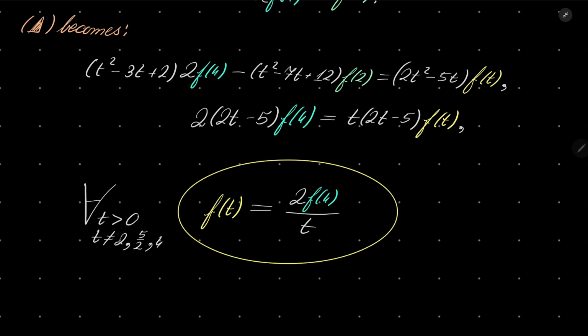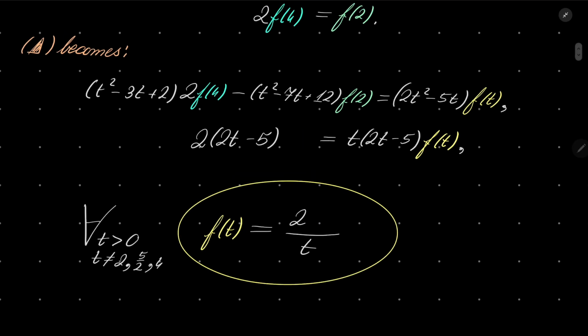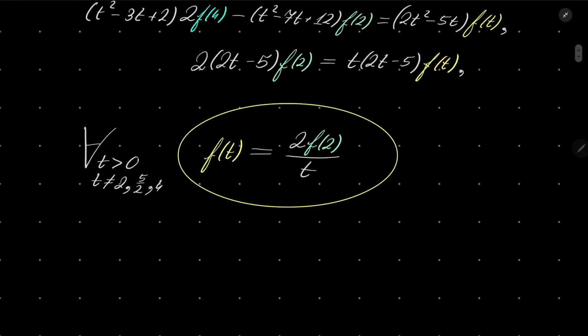So we are almost done. Sorry, I have made a small mistake, sorry about that. Not f of 4, but actually 2 times f of 4 was replaced by f of 2. Sorry about that. Now it's right. Okay. Now, what happens at these 3 particular values?